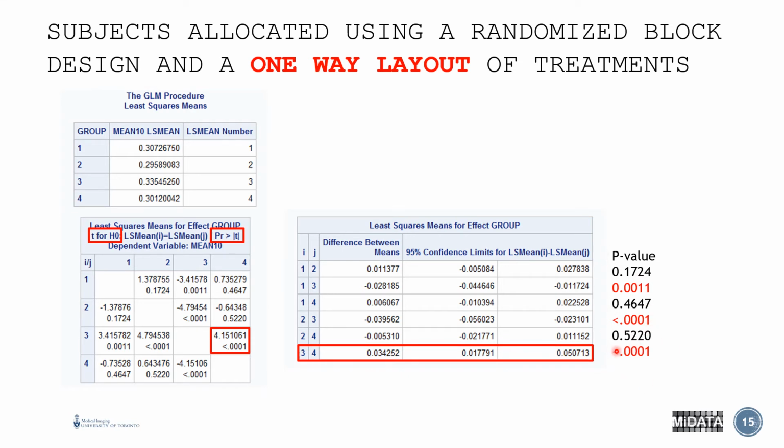Just out of interest, I've copied over the p-values from this table to make it easier for you. And you can see there's 2 others that are significant and 3 that are not significant out of all the different combinations. Because we had an overall p-value that was significant for the group variable in the previous slide, that opens the door for us to check all of these various combinations to see which ones are significant and which ones are not.